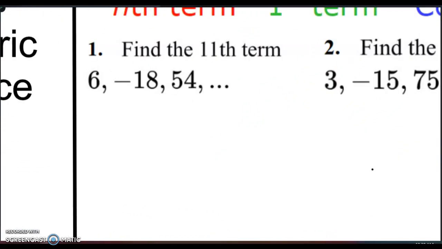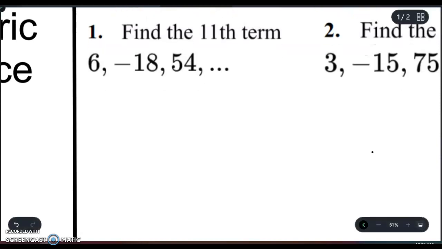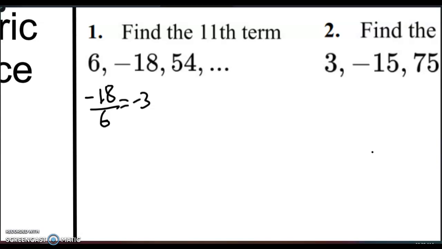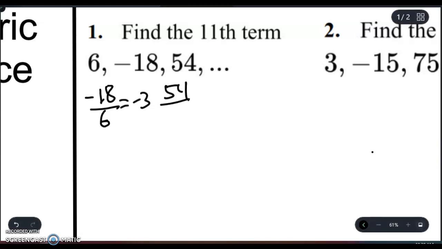All right, so here it says find the 11th term. What I want to do is first find the common ratio. You do that by dividing the second term by the first, and I get negative 3. Then divide the third term by the second, 54 divided by negative 18, and you get negative 3.